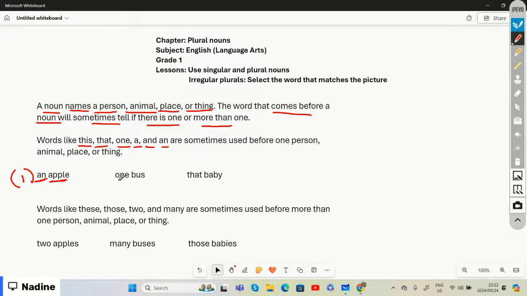Then we have one, the number one. So one bus. How many buses are there? Only one bus. So that is also singular because we're making mention of one bus. And even the word this in front tells us that we only see one bus, only one of that.